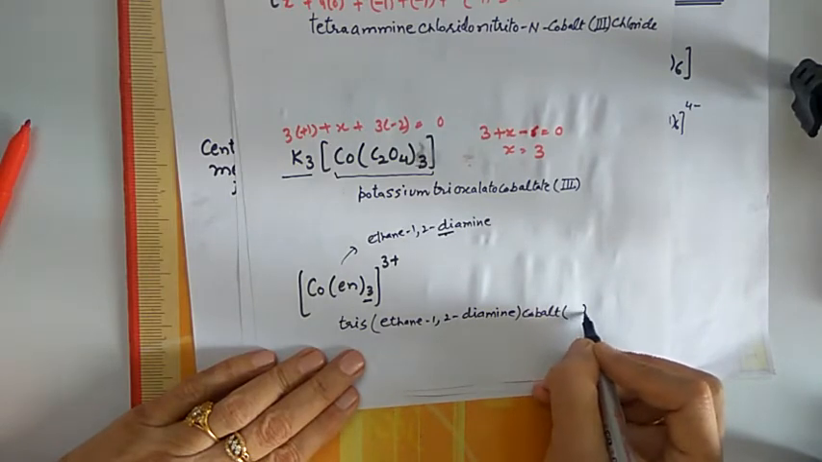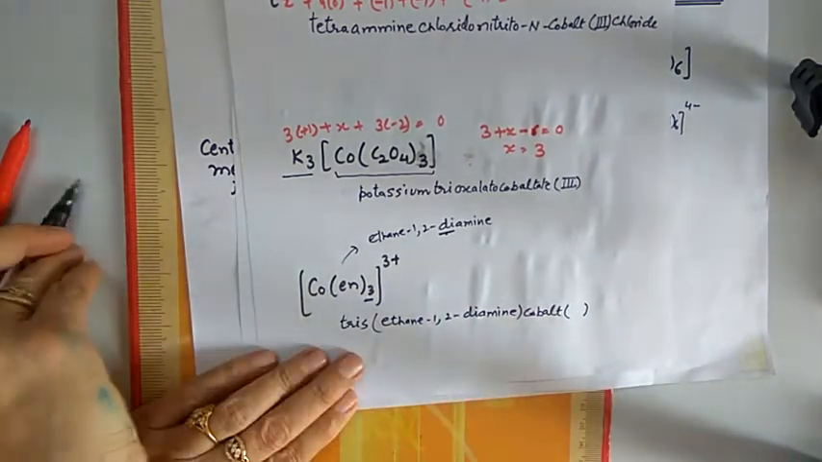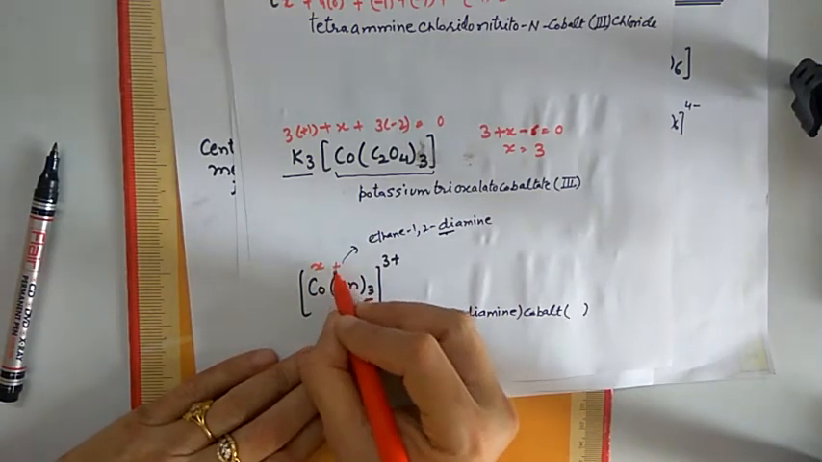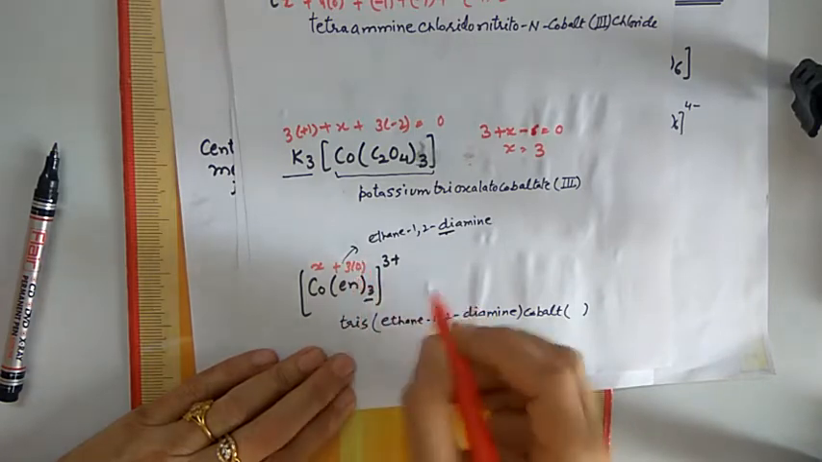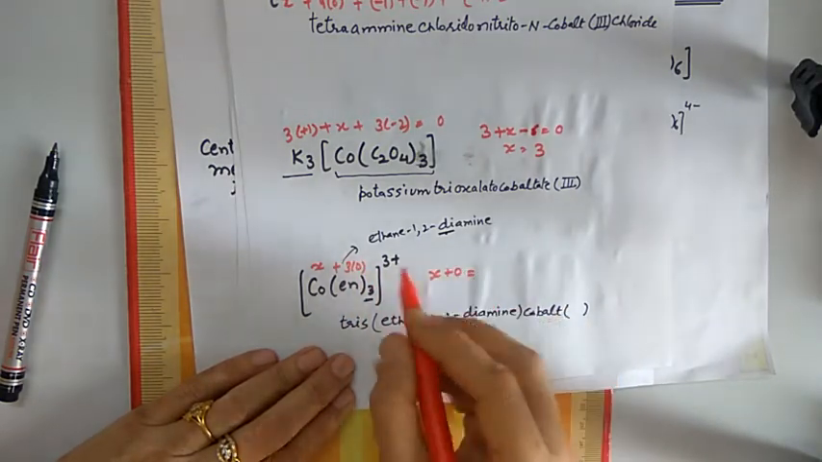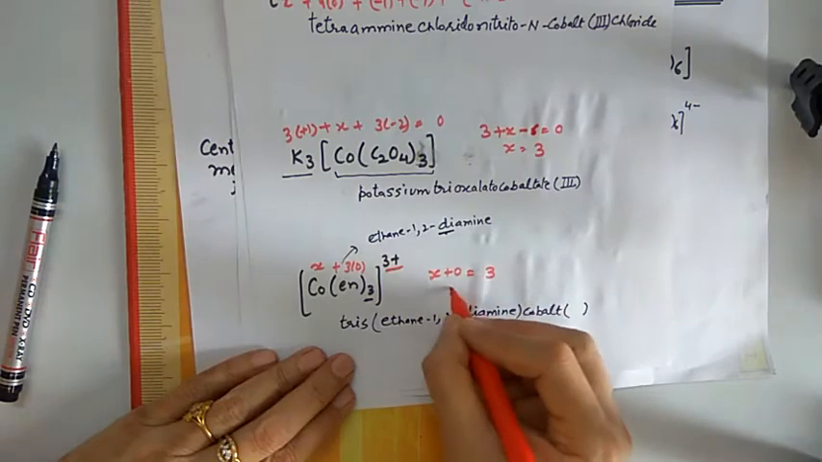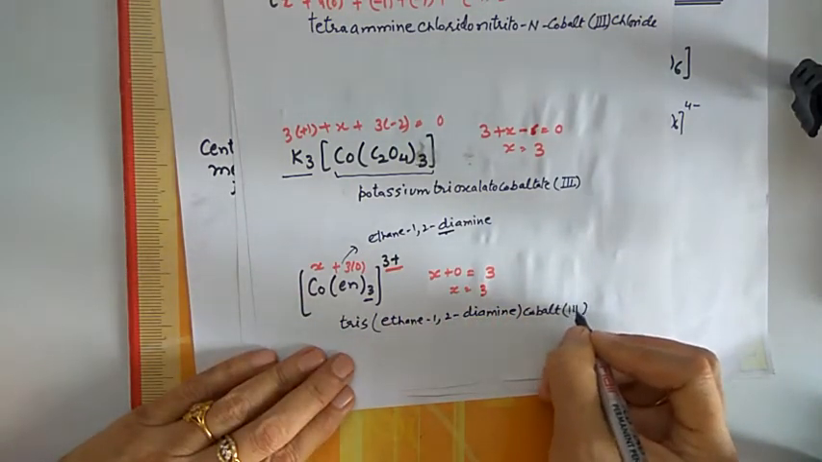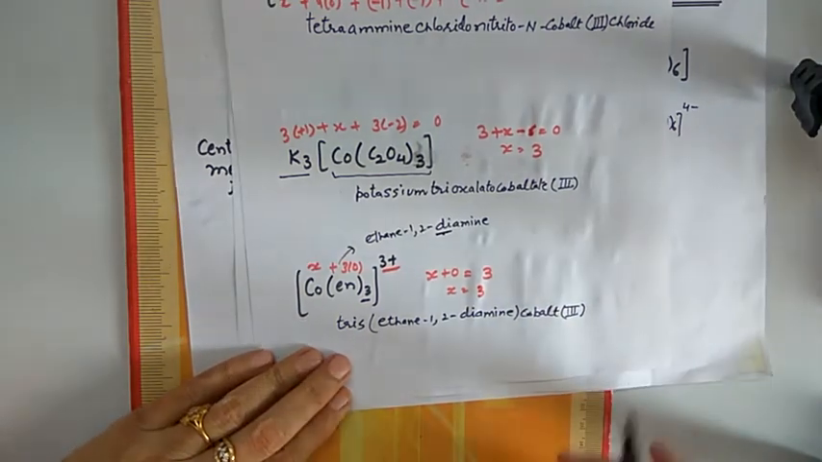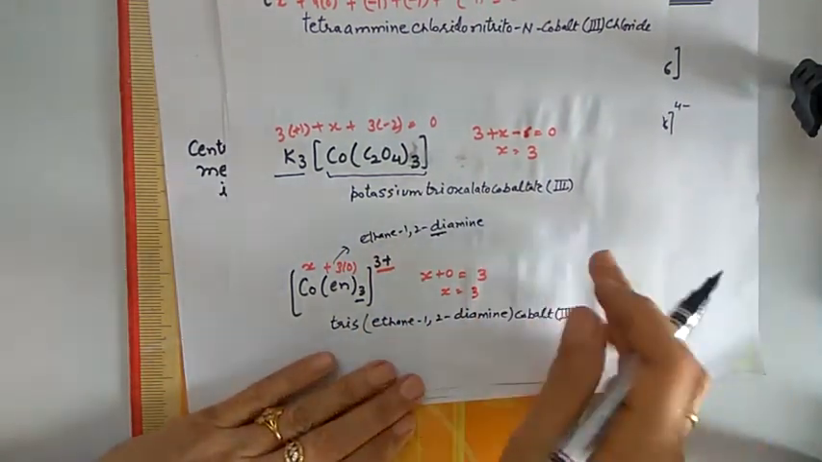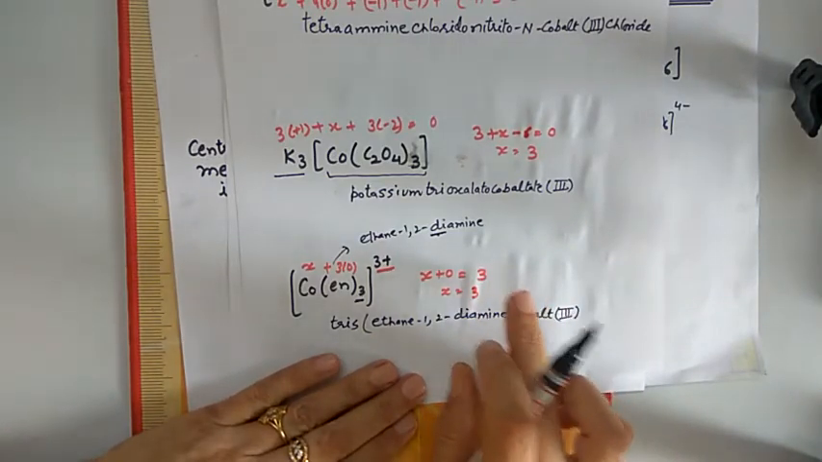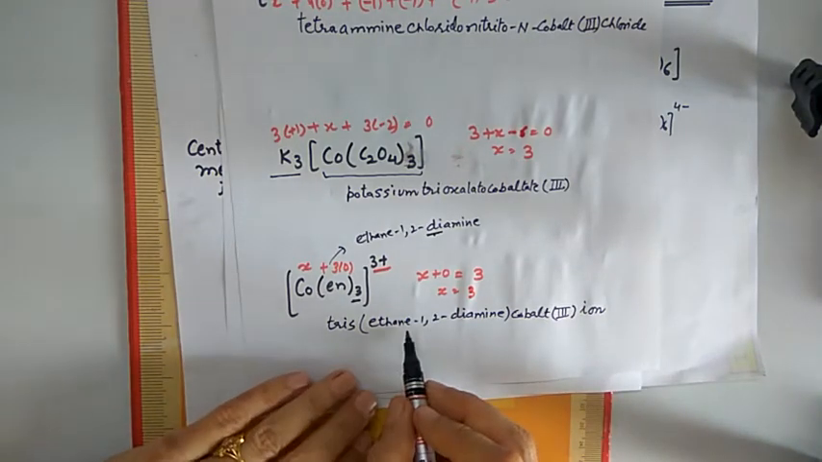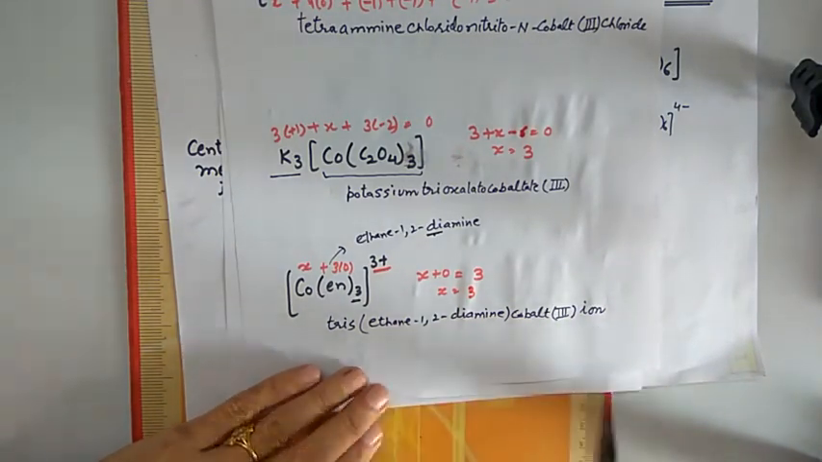Here, how to find the oxidation state of the metal? Again it is X, and en is a neutral ligand, 3 into 0. So X plus 0 is equal to the charge present, that is 3, means X is equal to 3. So the oxidation state of cobalt is 3. Clear? And as the ion is not being balanced by any other ion, we use the word ion here. Tris(ethane-1,2-diamine)cobalt(III) ion.